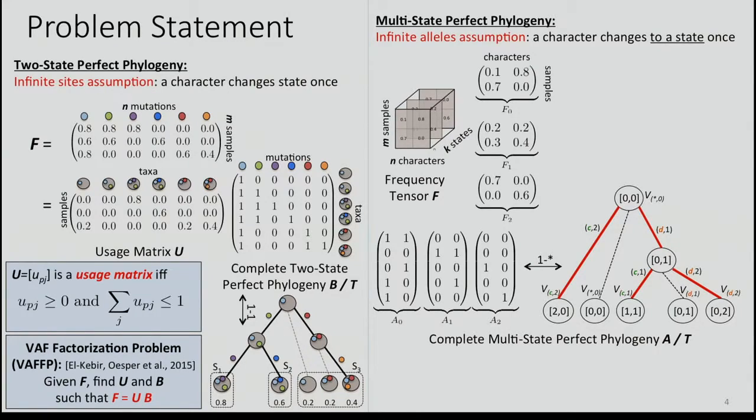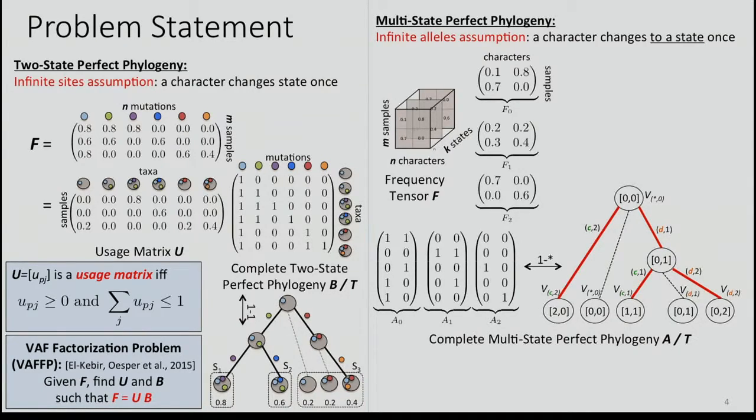And to make a contrast, instead of having one matrix as input, we have a frequency tensor as input. So basically, we have an additional dimension, which corresponds to the states. And if we take slices of this frequency tensor, we basically get three matrices over here, corresponding to the three states. Columns correspond to characters, and rows correspond to samples. And the goal is to find this multistate perfect phylogeny tree.